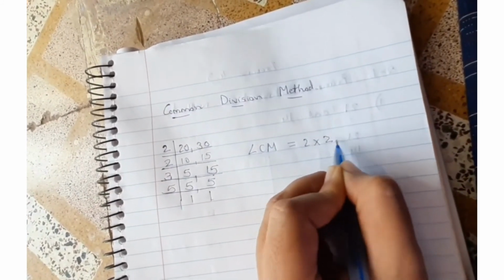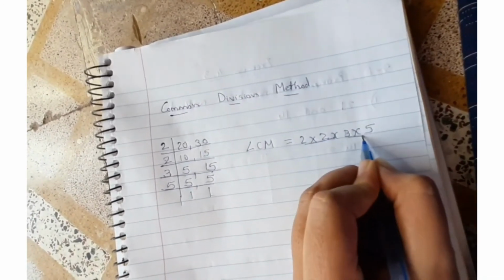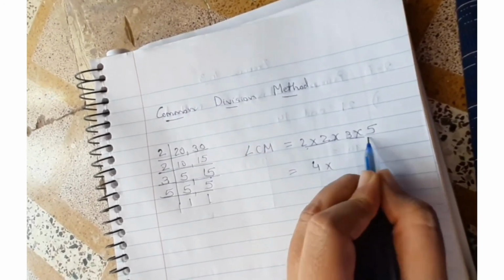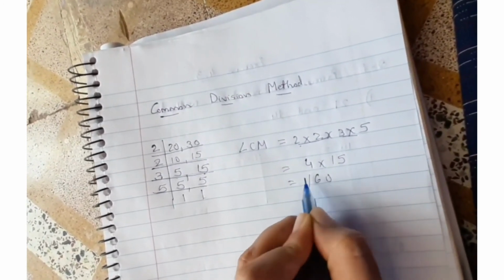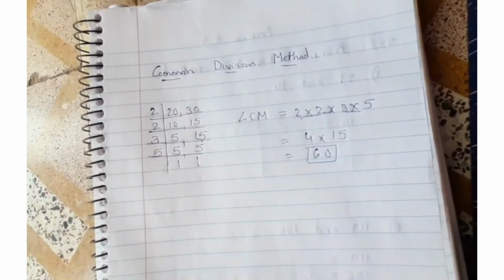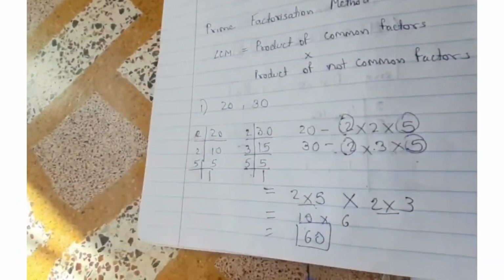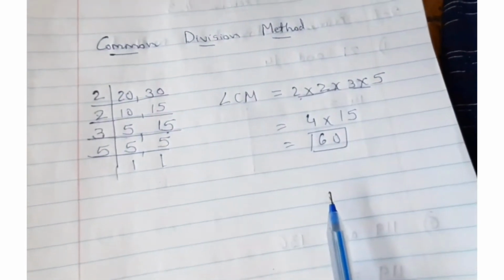Now if you multiply these numbers, 2 into 2 into 3 into 5, you can make pairs of two numbers. So 2 2s are 4 and 3 5s are 15. So 4 15s are 60. Here you got 60 as your LCM. You can see that with this method also you got 60, and with the earlier method also you got 60.